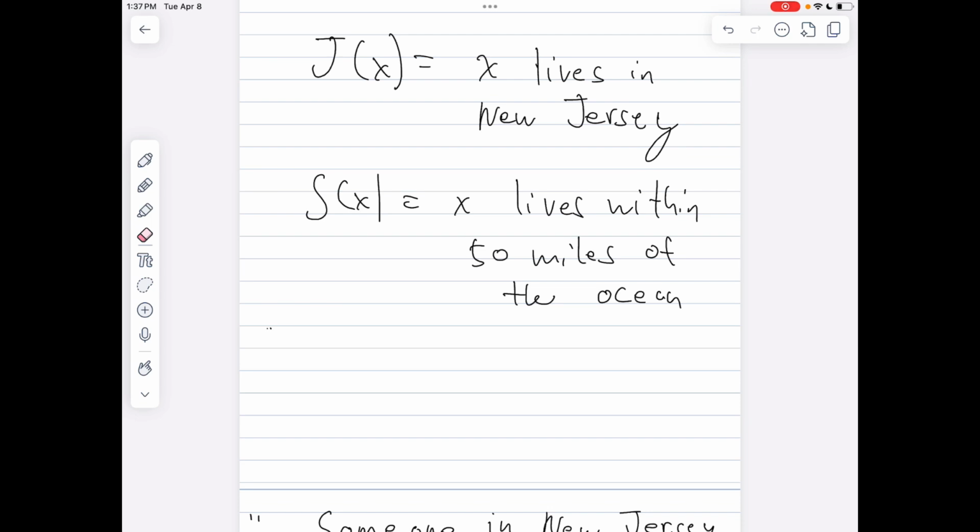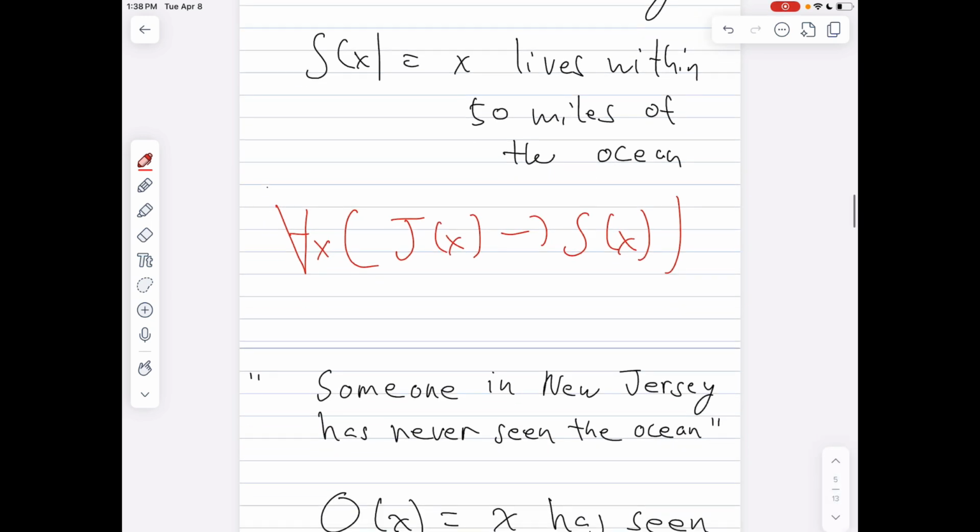It's an element of the universal discourse, as we like to say. So how do I write an expression involving quantifiers in predicate logic? The word everybody is like for all x. So, for all x, we're told that if you live in New Jersey, then you live within 50 miles of the ocean. That's another way of saying that statement, so I'm using an if-then here.